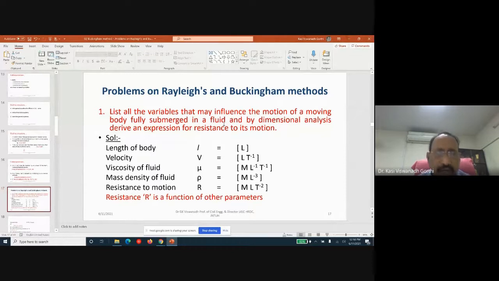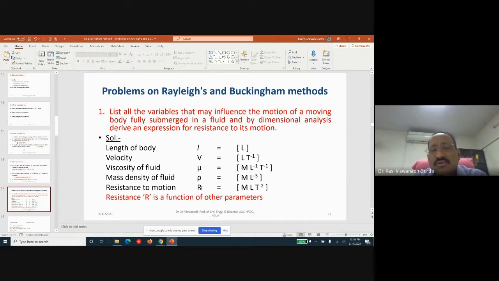So this submerged body is influenced by several parameters like length L, velocity V, viscosity of the fluid mu, mass density of the fluid rho, and resistance to the motion R, which is a dependent variable. So R is a function of all the other parameters. Length, so its dimension formula is L. Velocity V, L T to the power minus 1. Viscosity mu, M L to the power minus 1 T to the power minus 1. And mass density rho, M L to the power minus 3.